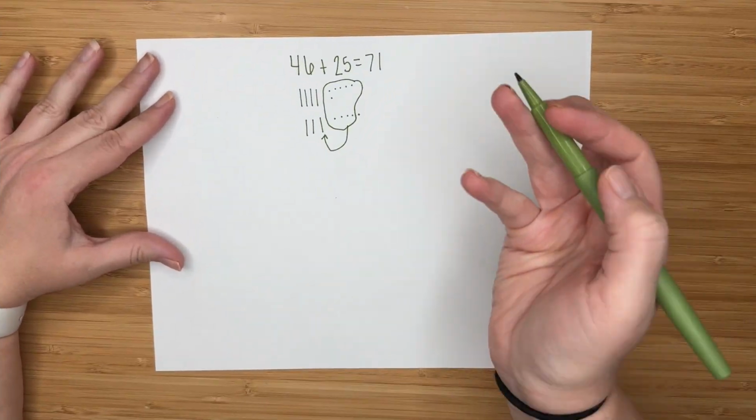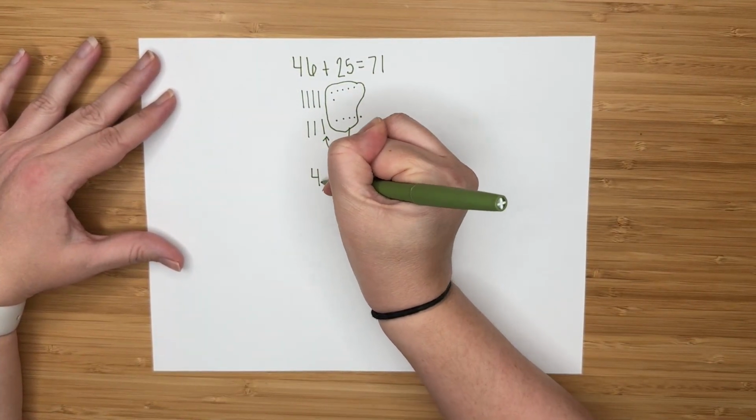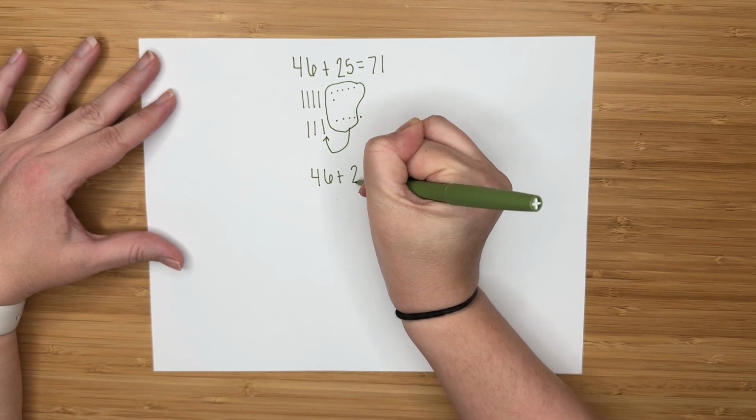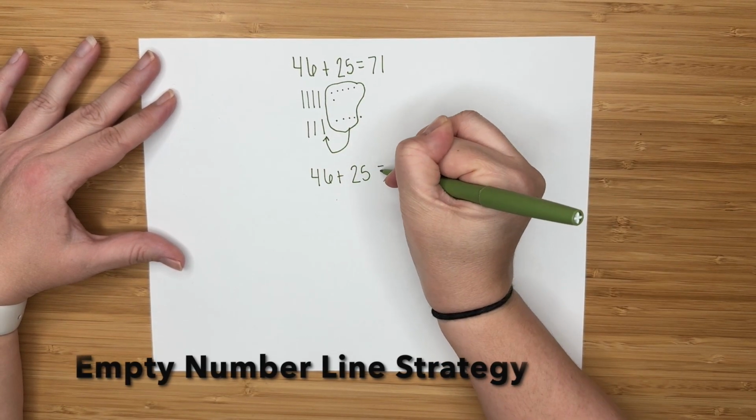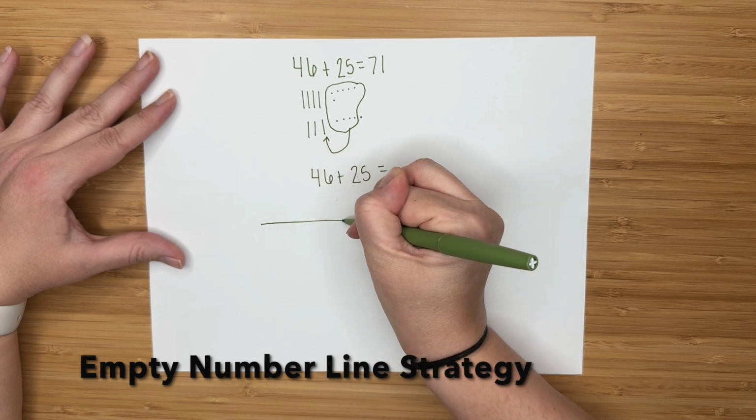The next strategy that I want to show you is empty number lines. So we're going to again look at the same problem, 46 plus 25. For empty number line, they literally are starting with an empty number line.